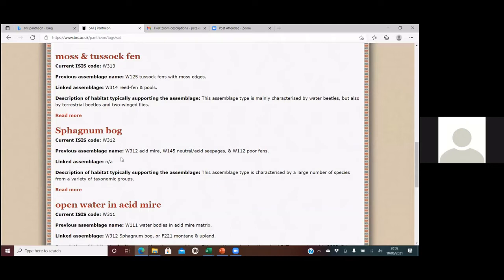assemblage. It's had previous names, and that is the case with most of the assemblages as they developed over time. They've been altered and the names have been altered. So it's nice to see that represented here, so that anybody who sees old consultants' reports can find out what they're actually dealing with if they're not that familiar with the assemblages.